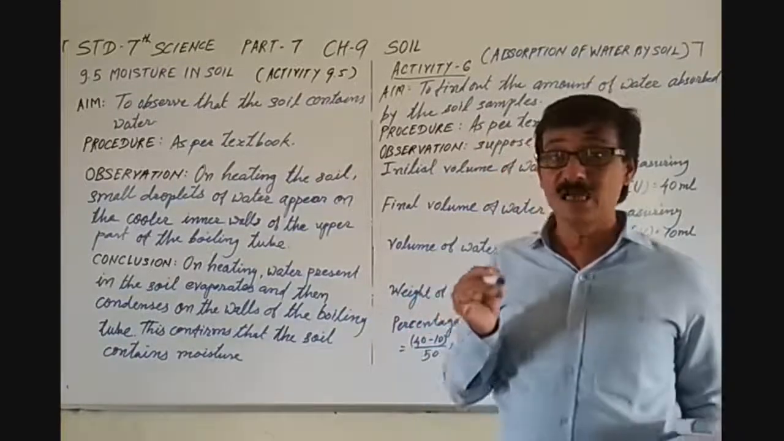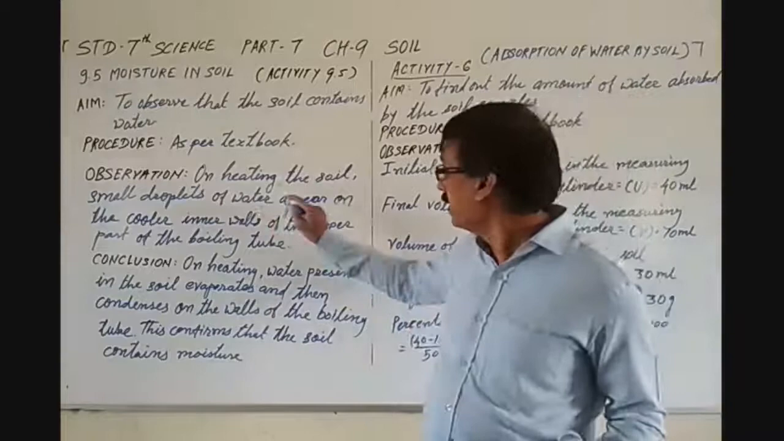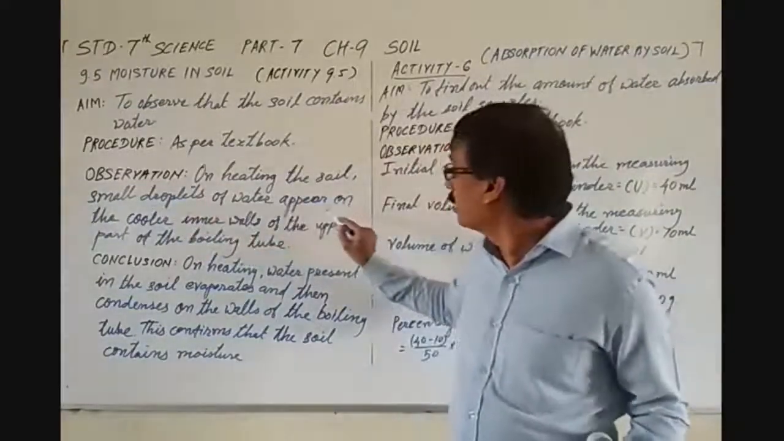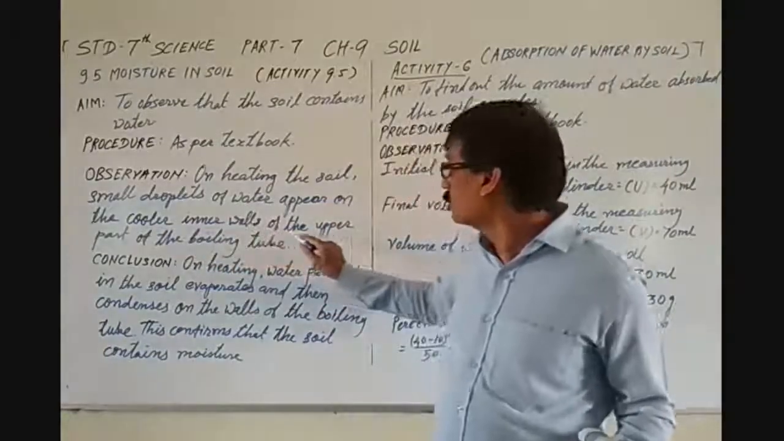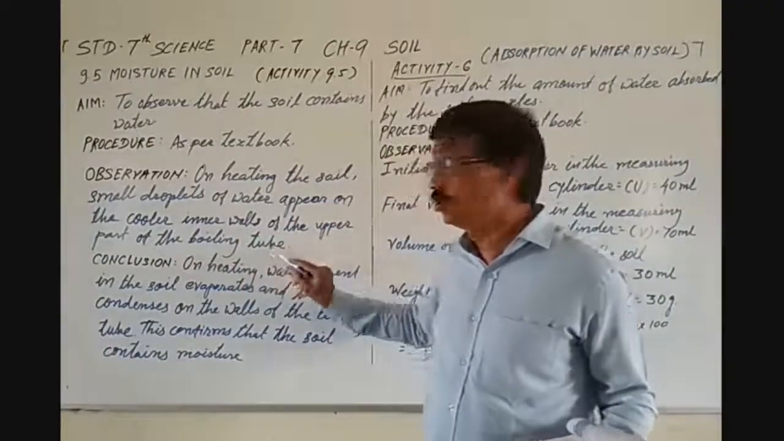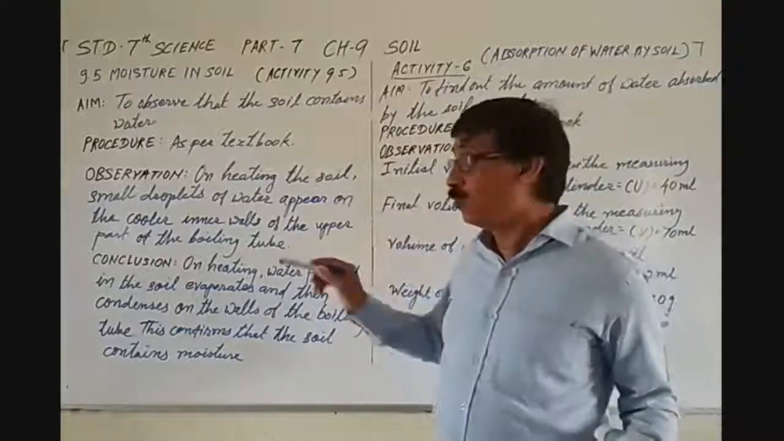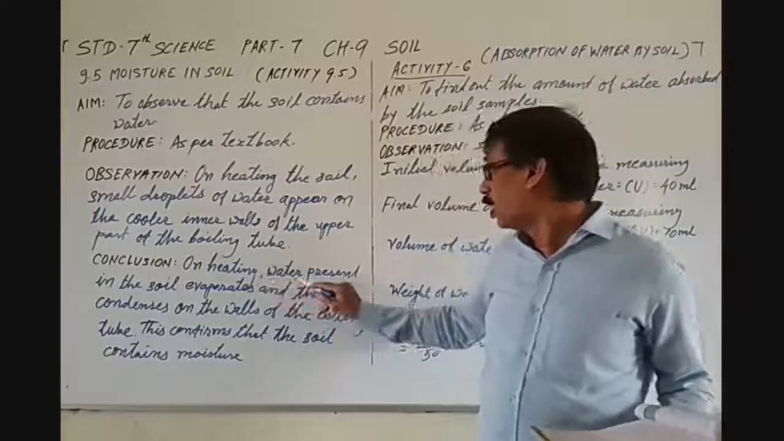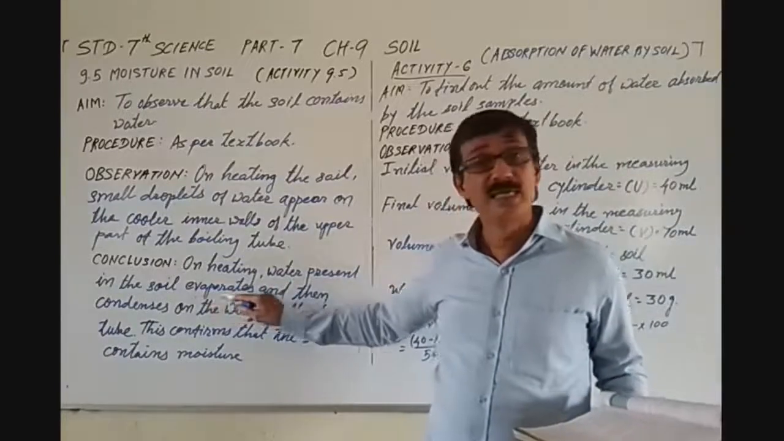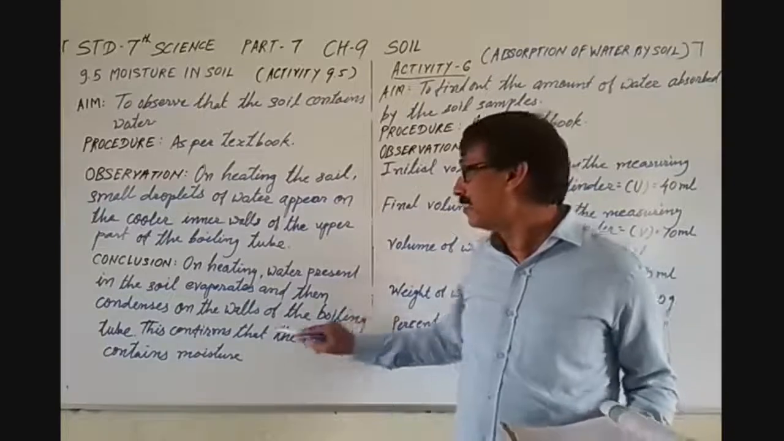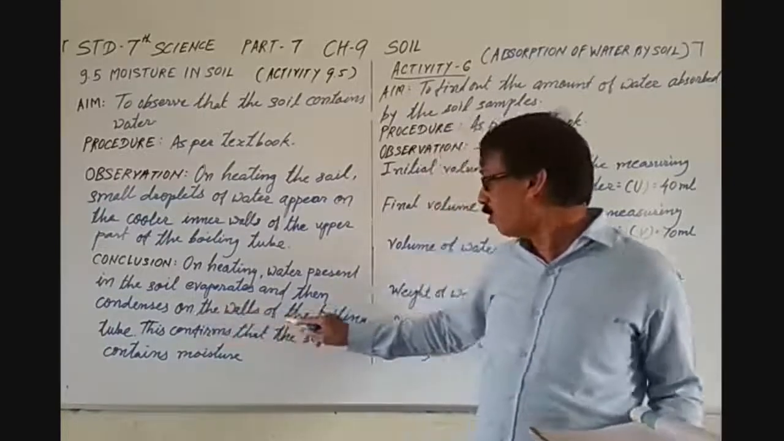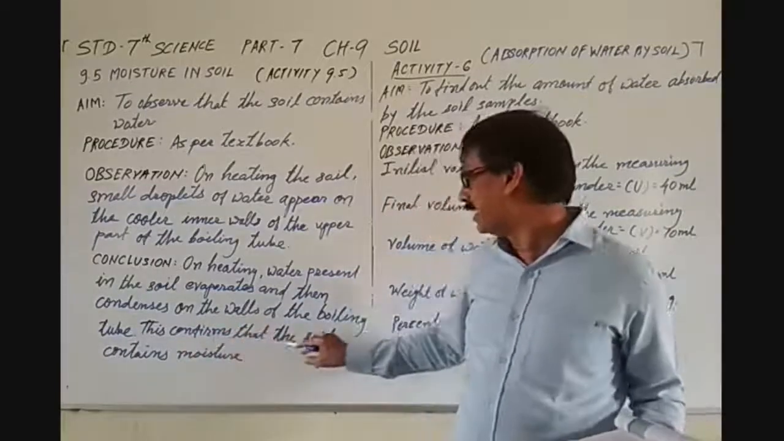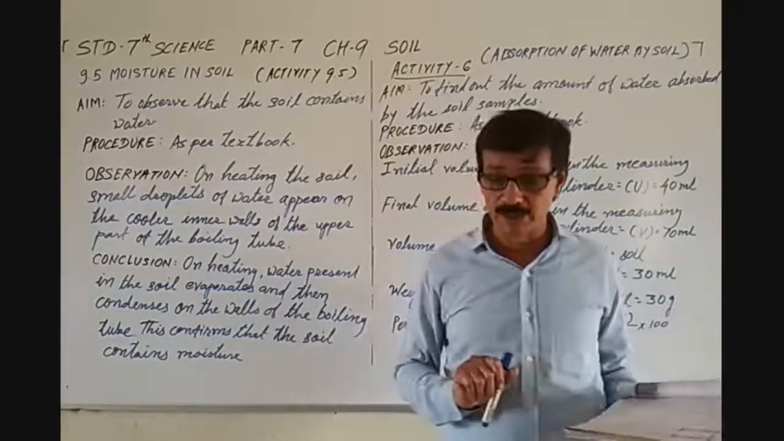Now, let's discuss our observation. See, on heating the soil, small droplets of water appear on the cooler inner walls of the upper part of the boiling tube. That's what we discussed. But what is our conclusion? The conclusion is that on heating, water present in the soil evaporates and then condenses on the walls of the boiling tube. This confirms that the soil contains moisture.